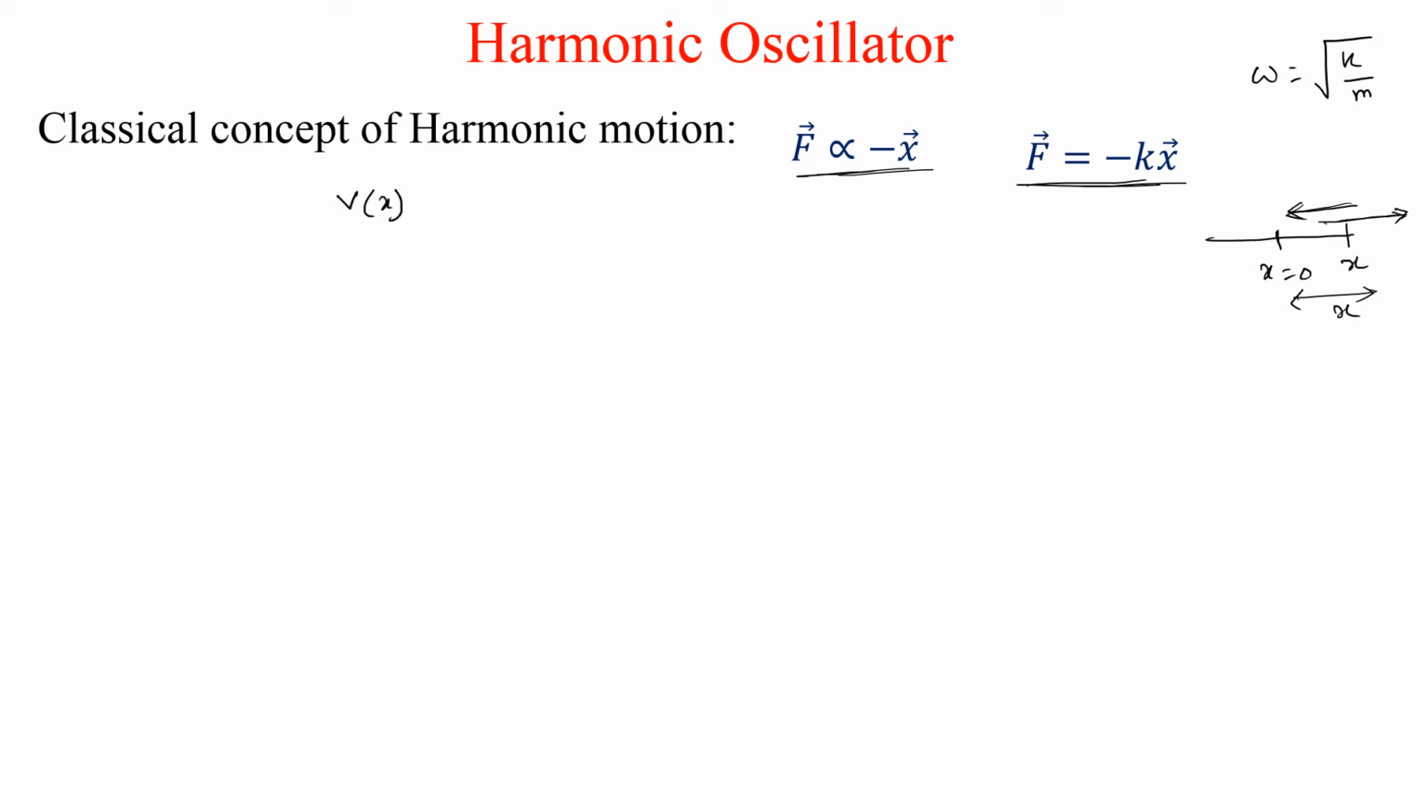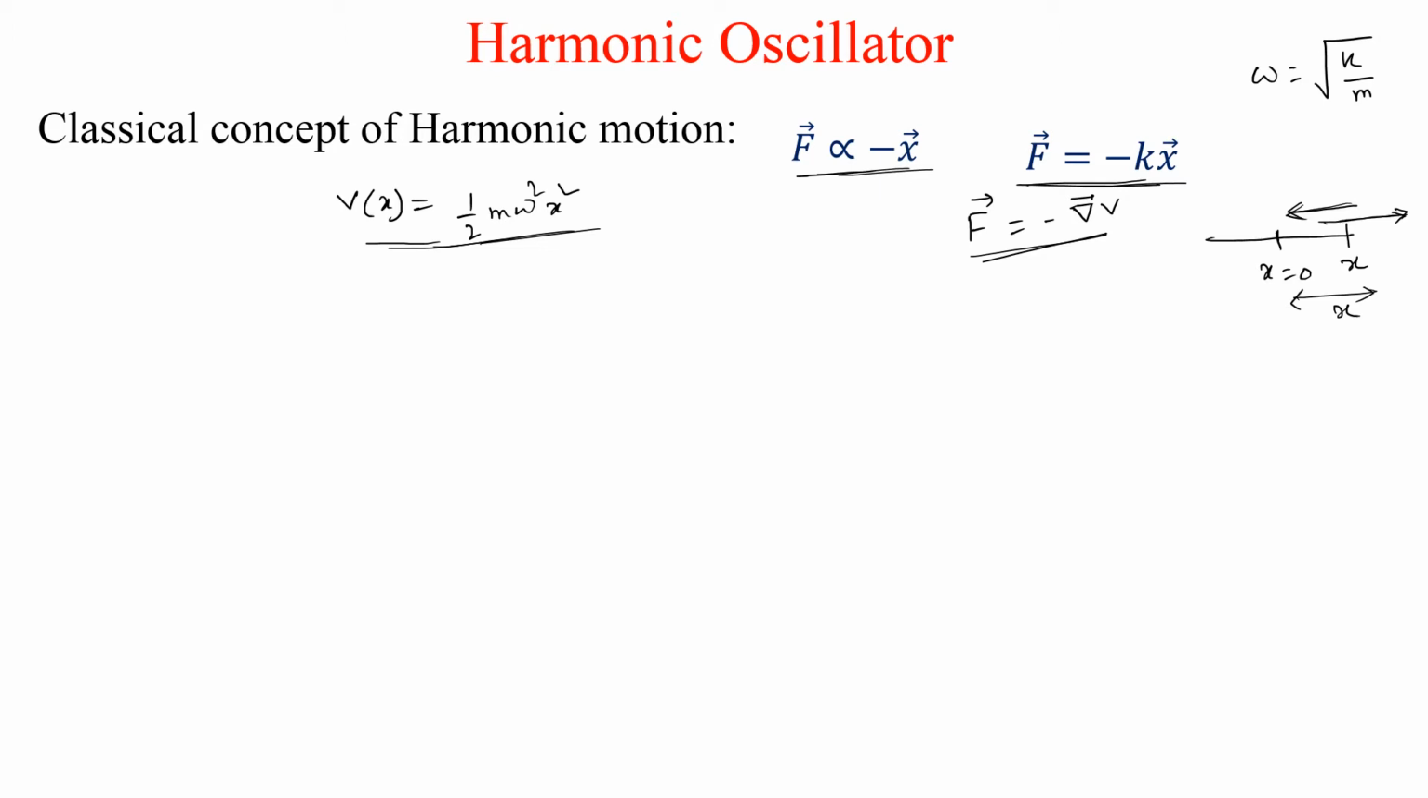And from this equation we can easily write down that the potential of this particle for this motion is half m omega square x square, because the force can be written as minus grad V, where V is the potential, or in the one dimensional case we can write that F equals minus dV/dx, and after integrating we can find the potential of the harmonic oscillation.